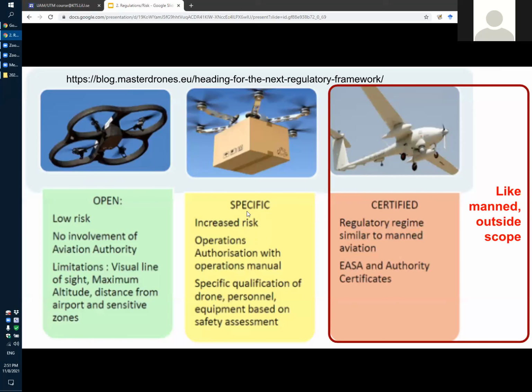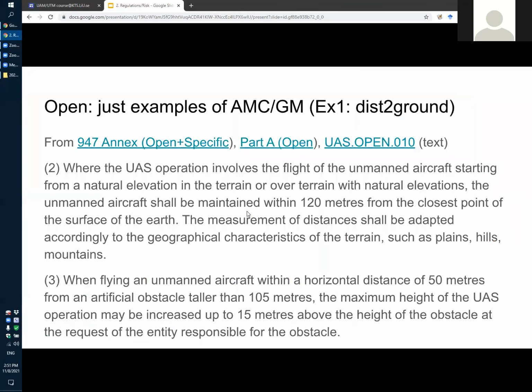But anyway, I just read SORA and found this particular statement. I don't think anybody cares too much to apply SORA to certified. Certified is certified. Think of large usual aircraft with hundreds and hundreds of pages of certification. Okay, so as I said, certified is out. Specific we will look at with some details.